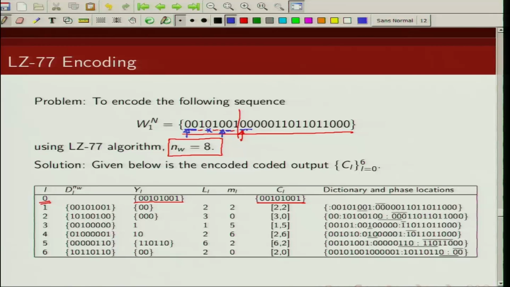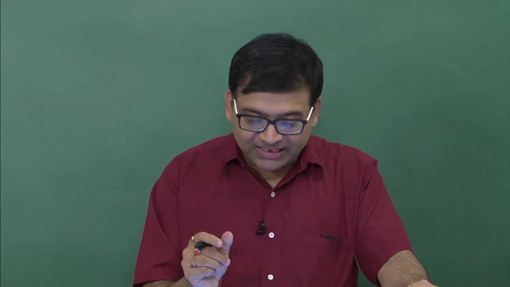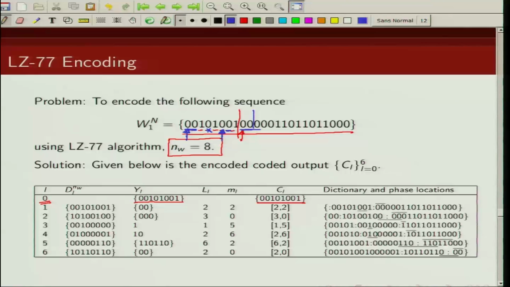What about 0, 0, 1? Do we have a match of 0, 0, 1? So where are the two places we had a match? We had a match at this location, but this is 0, 0, 1. So we don't have a match of 0, 0, 0. What about this? Do we have a match of 0, 0, 0? The answer is no, because this is 0, 0, 1. So the largest substring that is matched with the symbols in the dictionary is 0, 0. So the substring y1 is 0, 0. That's what I am writing.